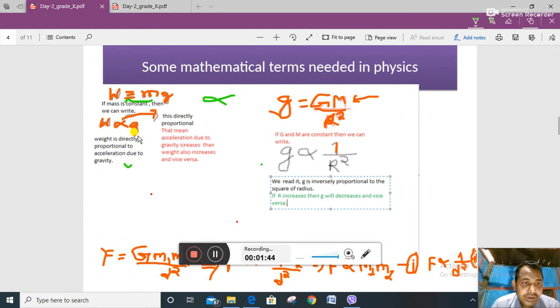Since g is in the numerator, we call this sign directly proportional. And what you can say is, weight is directly proportional to the acceleration due to gravity.